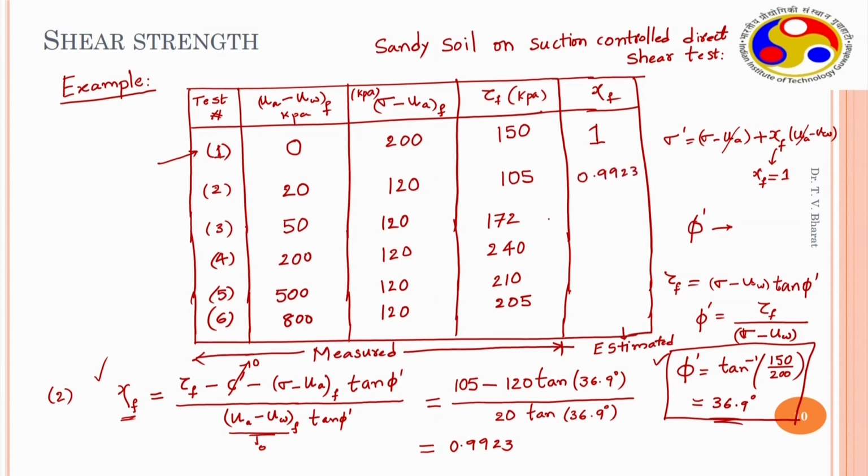So, this xi_f value is 0.9923 when u minus u_w is equal to 20, and this value is 0.824 for u minus u_w equal to 50, and at 200 this value is 0.593, and at 500 this value is 0.169, at 800 this value is 0.098. So, this is how xi_f can be obtained from the modified direct shear test data.